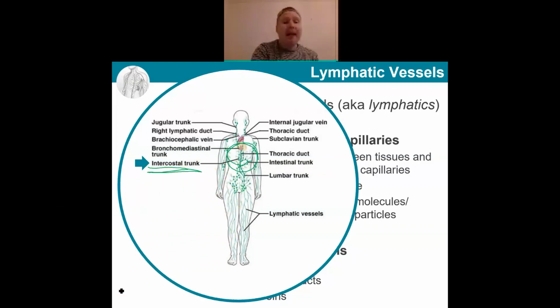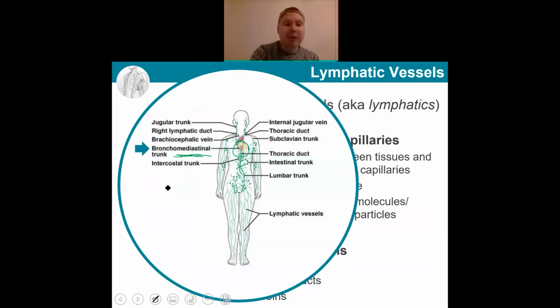So the intestinal trunk of the lymphatic vessels is important in that sense, that it is supplied there. Then we have the intercostal trunk. The intercostal trunk serves the space between the ribs. So costal refers to the ribs, and intercostal is the space between the ribs. So it drains everything from between the ribs that does not get drained by the cardiovascular system's capillaries.